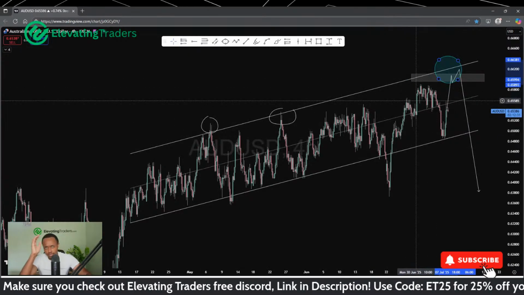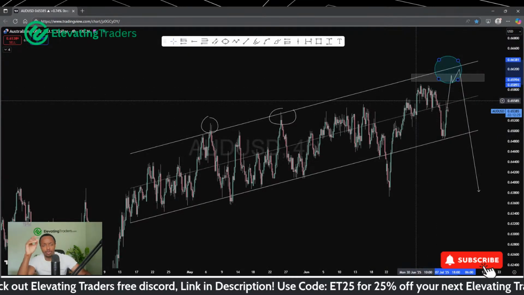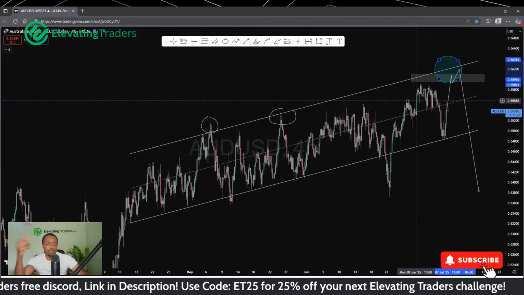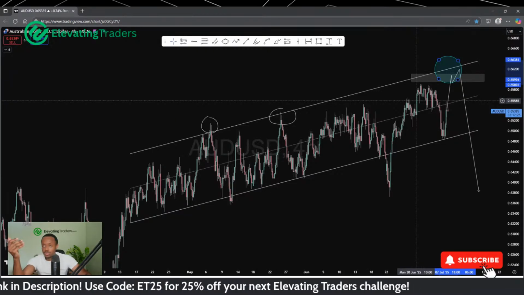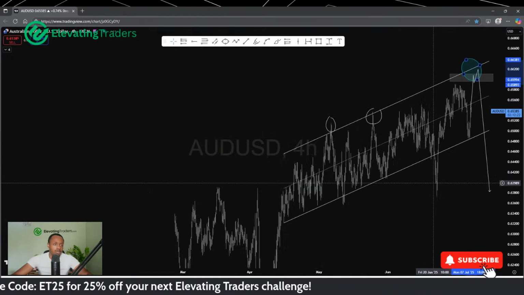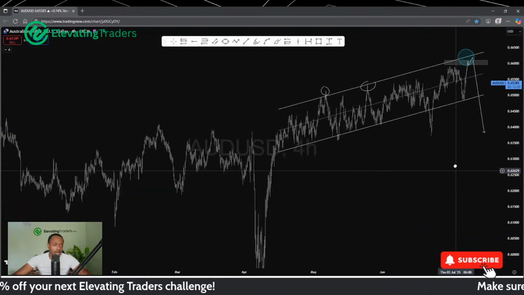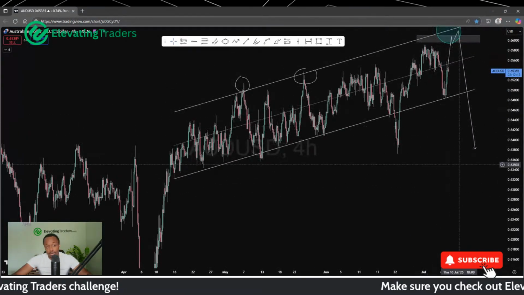I think it's not so much Aussie I'm looking for weakness for, it's more so USD I'm looking for strength for. And if USD is strong, most of the time Aussie dollar does head lower. So I'm looking at us breaking lower for Aussie dollar.